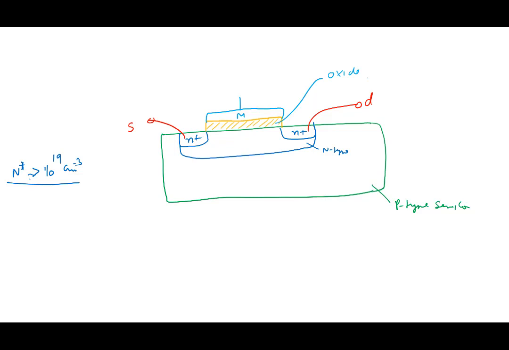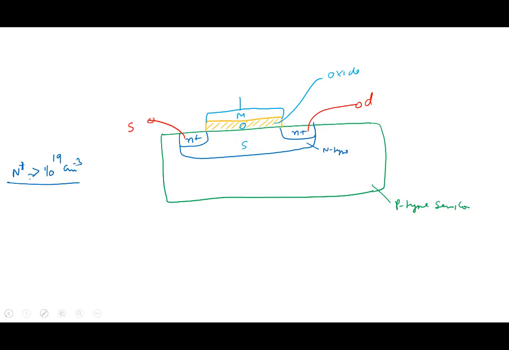So you can see an MOS system. M, O, and this is S. Metal on top, oxide underneath it, and semiconductor underneath it. So MOS. And what are we making? A field effect transistor. So I'm making a kind of a MOSFET.